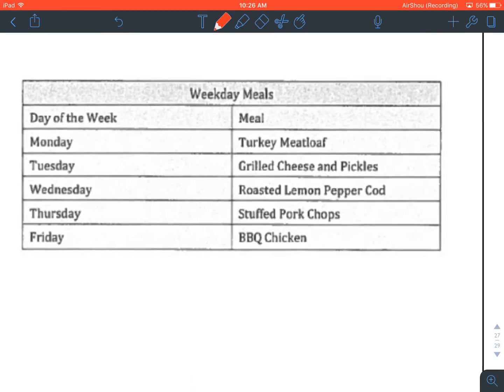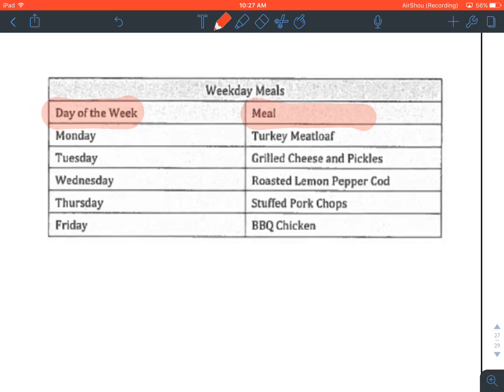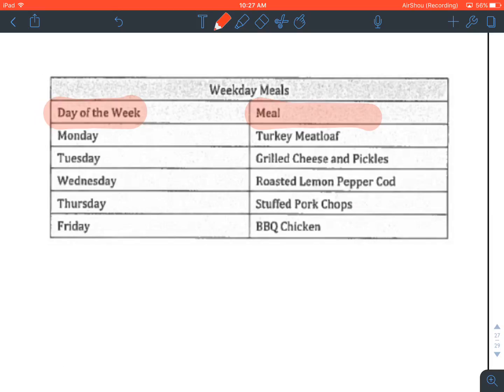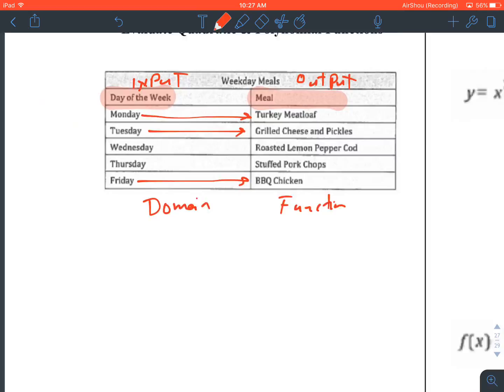So here's an example of a relationship. Any relationship can be thought of as a function. We've got days of the week as the first column and the meals as the second. So you can think of this as inputs and outputs. You input a Monday, and what do you get? Turkey meatloaf. Input a Tuesday, you get grilled cheese and pickles. It sounds disgusting. Input a Friday, you get barbecue chicken. So we could call this the domain, what you put in, and the function, we could call this column what you get out. It's just an example.